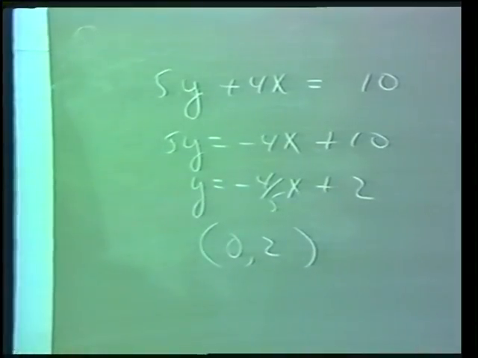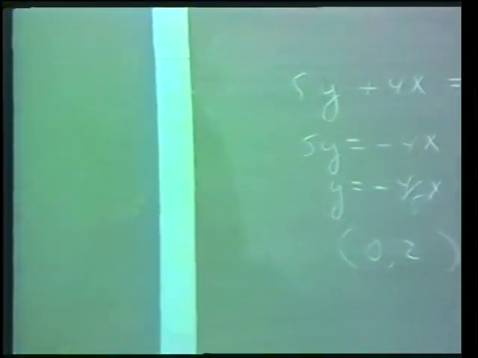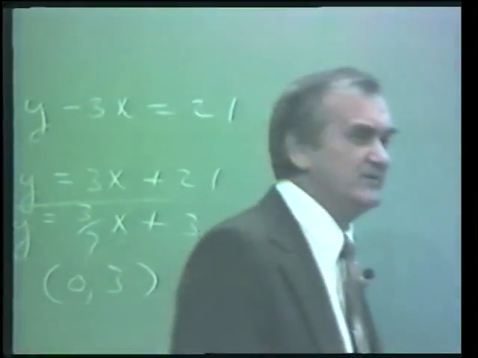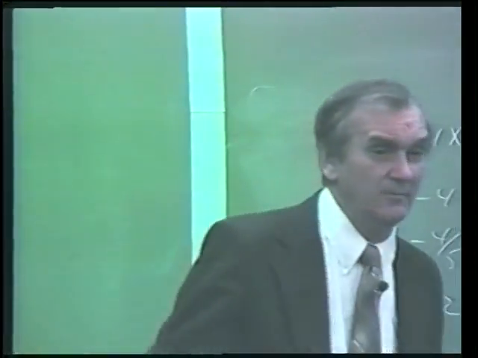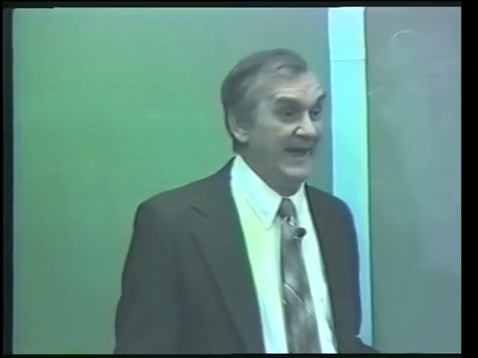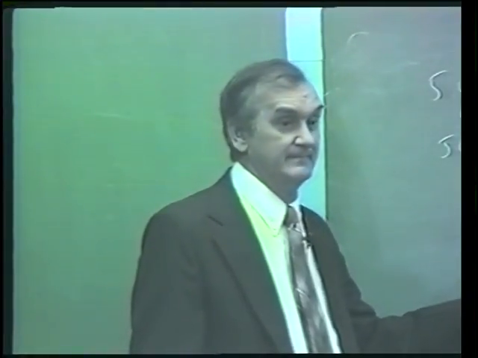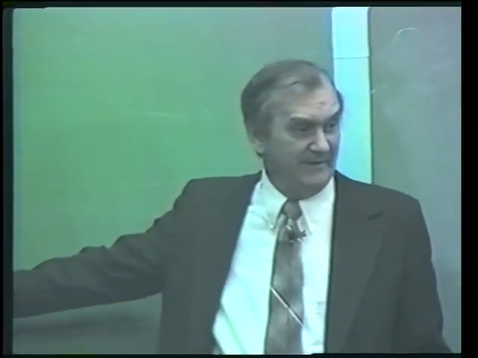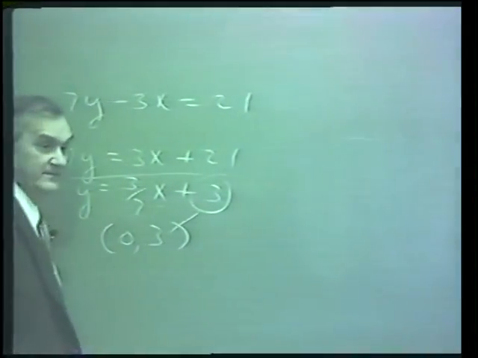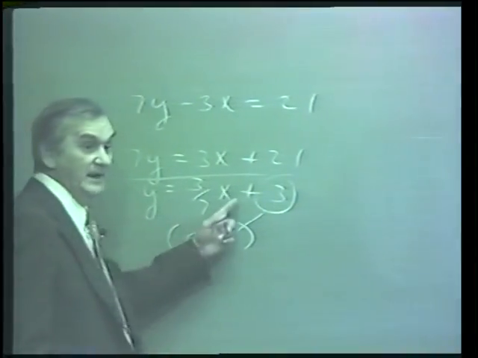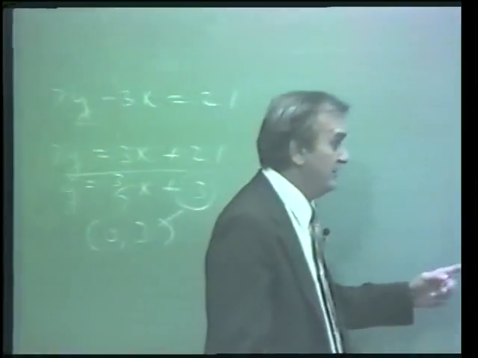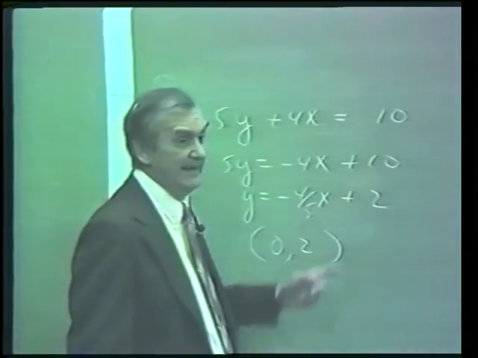Okay. Now, this point (0, 3), this point (0, 2). Where are these points going to fall? Where are these points on your Cartesian system? On the y-axis. In other words, this is the y-intercept of the line. That's the y-intercept. The constant is where the line is going to cross the y-axis.